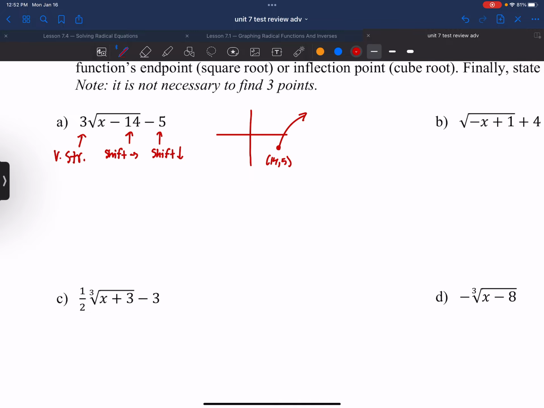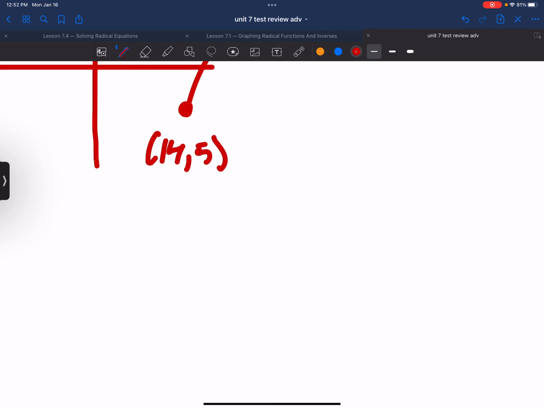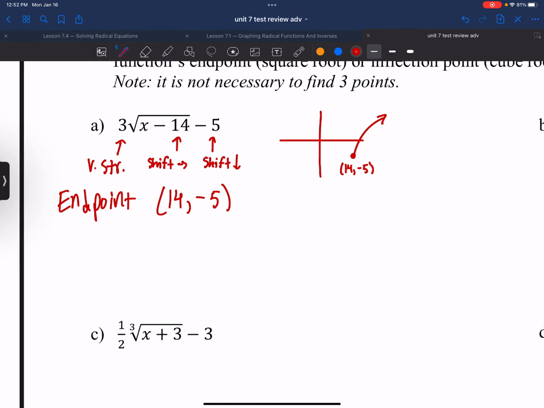But using this picture, I've identified the endpoint. So I'll say the endpoint, because what you're doing is shifting the original endpoint, which was at 0, 0 right here. You're shifting it from the origin right 14, down 5. The endpoint is at 14, -5. Well, that should be negative here, huh? Let's make that 14, -5. Yeah. Okay. So that's my endpoint.